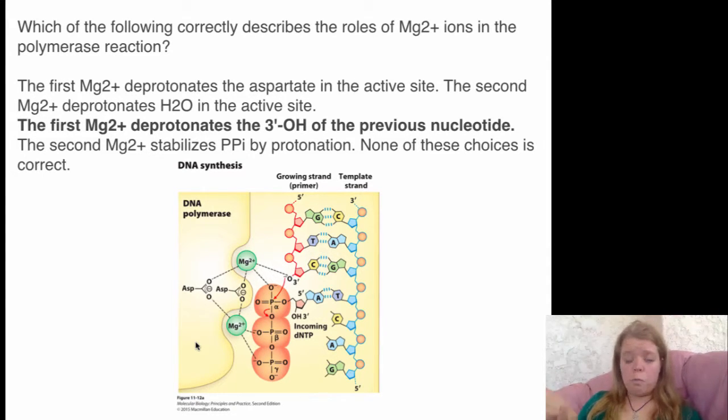So that's the main reason why we actually add magnesium to PCR reactions. They're either already part of the buffer, or you can play with magnesium concentrations in order to optimize your polymerization reaction, because magnesium is the actual catalyst of the polymerization reaction. The aspartates don't actually facilitate the reaction. They merely hold magnesium in place, which acts as a prosthetic group of sorts inside the DNA polymerase. And if DNA polymerase is denied magnesium, it will not function.